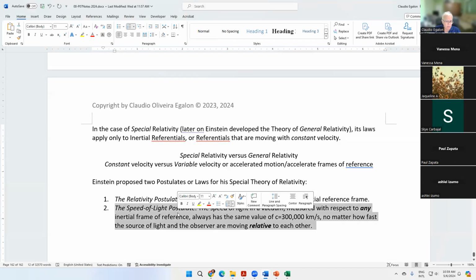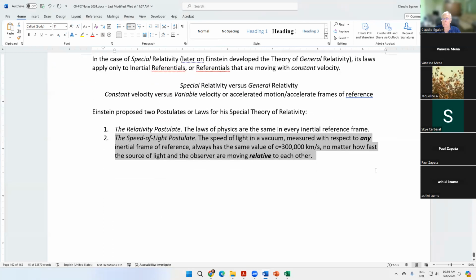What was not easy to accept at the time was the speed of light postulate: that the speed of light in vacuum, measured with respect to any, very important, any inertial frame of reference, will always be 300,000 kilometers per second, no matter how fast the source of light and the observer are moving relative to each other.